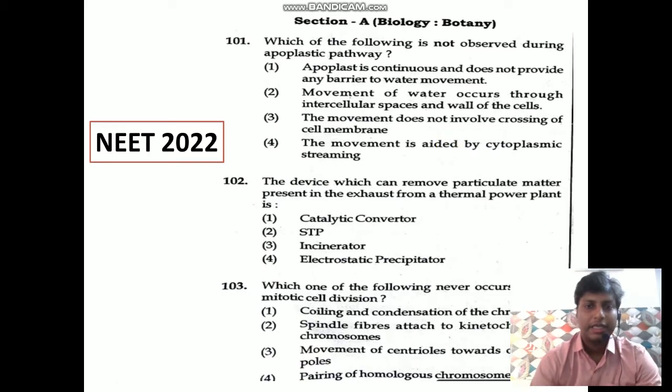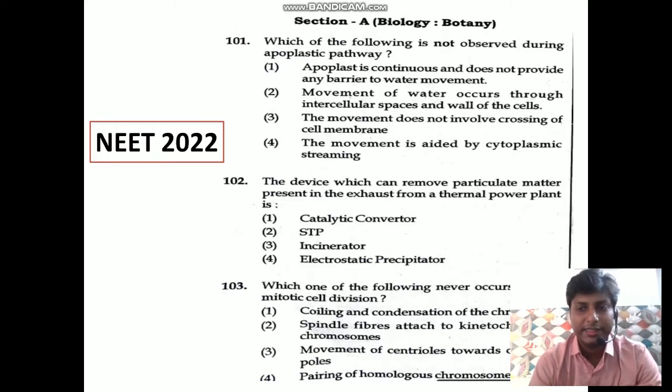So students, let's start with the second question. The second question says that the device which can remove particulate matter present in the exhaust from a thermal power plant is: option 1 is catalytic converter, option 2 is STP, option 3 is incinerator, and option number 4 is electrostatic precipitator. Now, dear students, let me tell you, this question has been asked from the last chapter of your NCERT, that is environmental issues.